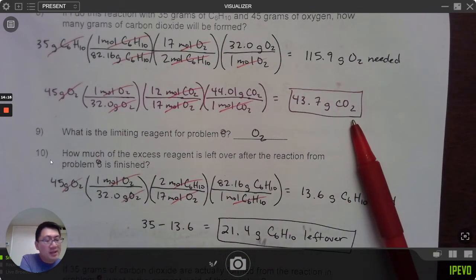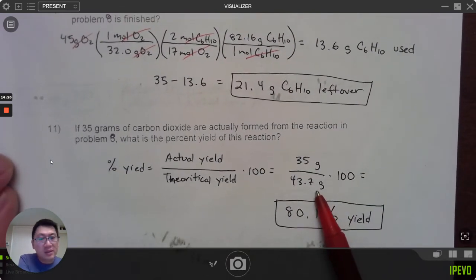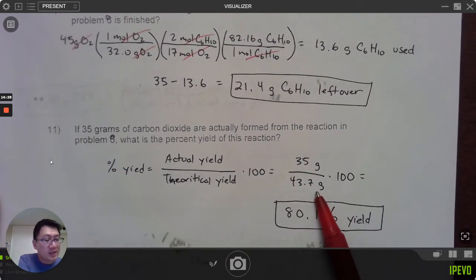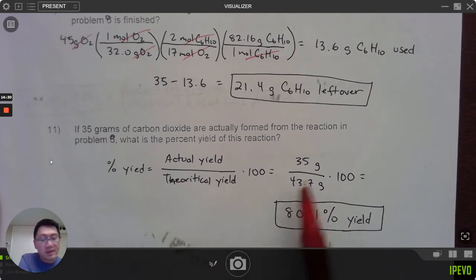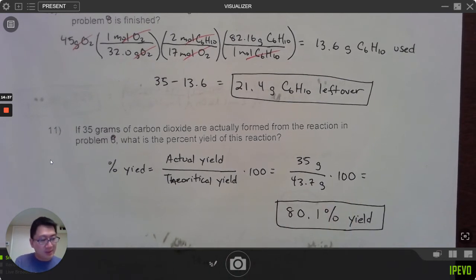This amount is my theoretical yield. That's how much I calculated I could produce. It's 43.7. So 43.7 is my theoretical yield. Theoretical yield is also known as a calculated yield. So 35 divided by 43.7 times 100 is 80%. 80.1%.